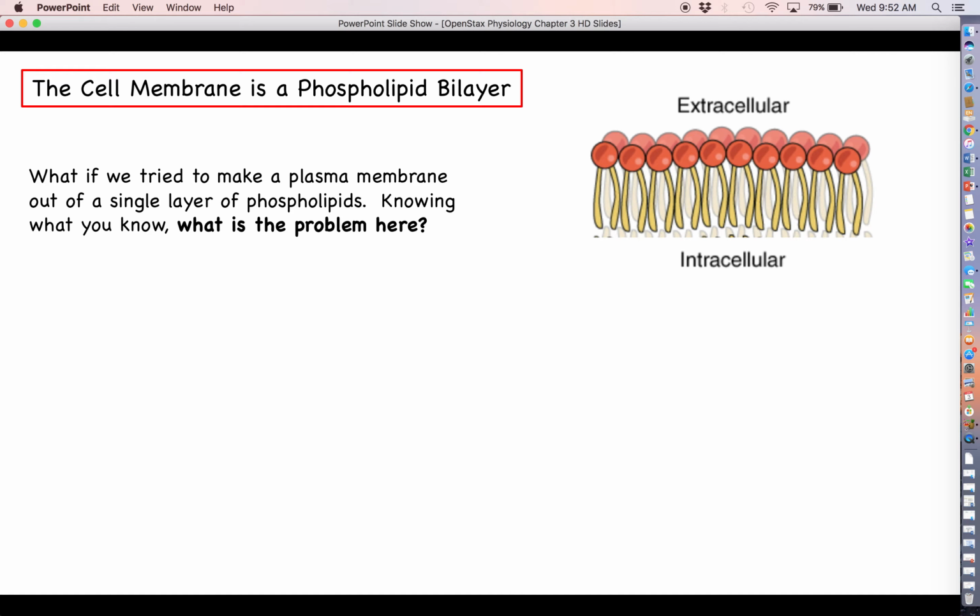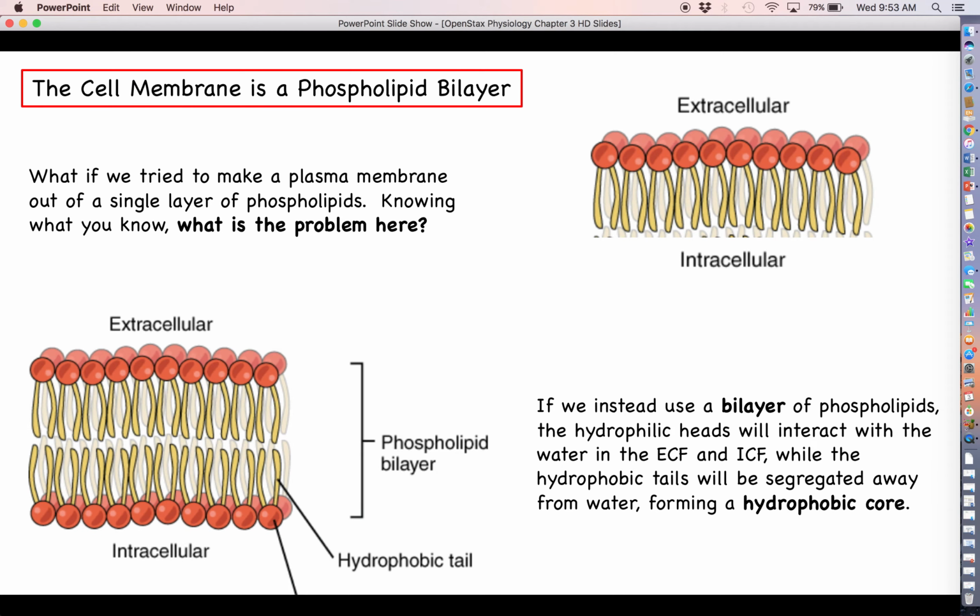Let's say that we have no idea how a plasma membrane is put together, so we're just going to tinker with this. What if we tried to make a plasma membrane out of a single layer of phospholipids, kind of like what you see here? On one side of the phospholipids, you have the extracellular fluid, and on the other side, you have the intracellular fluid. Keep in mind, there is water in both the intracellular and extracellular fluid. It's the major component of both. As you look at this single layer of phospholipids, can you identify what the problem is here?